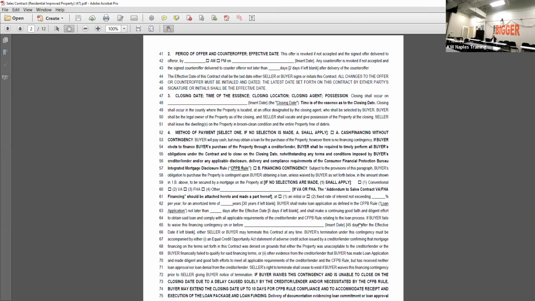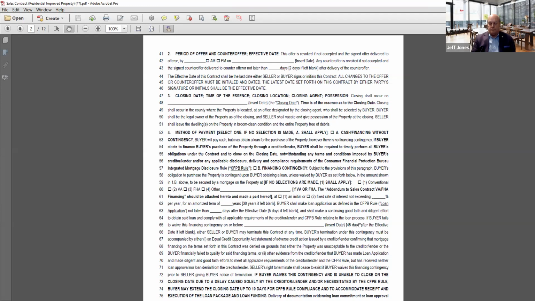And that's one of the sad parts of missing a date and not having your buyer be aware of what the consequences are. So it's very important that line 65, very important date. So if the buyer decides to terminate, then they need to get a letter from the lender, which is an equal opportunity credit statement of adverse credit action.